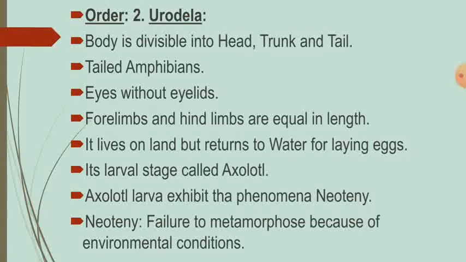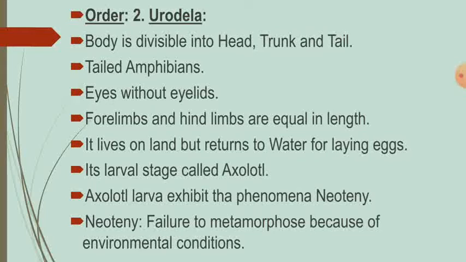Both pairs, that is forelimbs and hind limbs, are weak and equal in length. The vocal cord is absent and the mouth bears teeth which are present in both the jaws. In Urodela, ribs are present. Urodela live on land but return to water for laying eggs. Fertilization is usually internal.